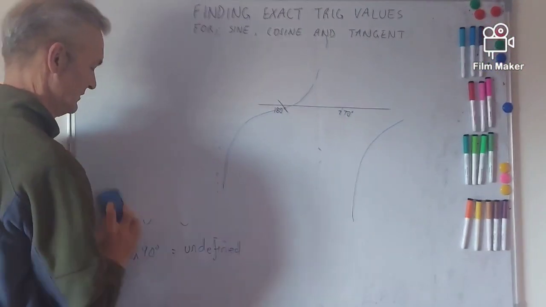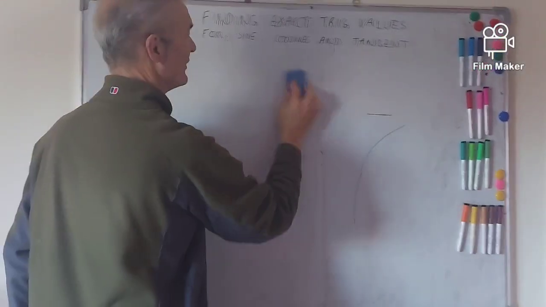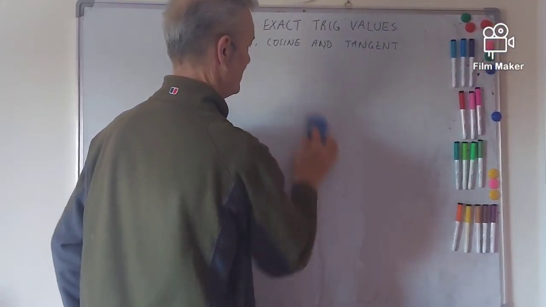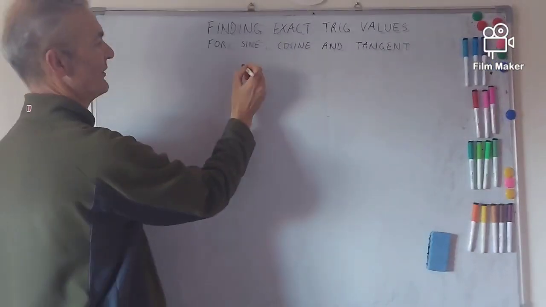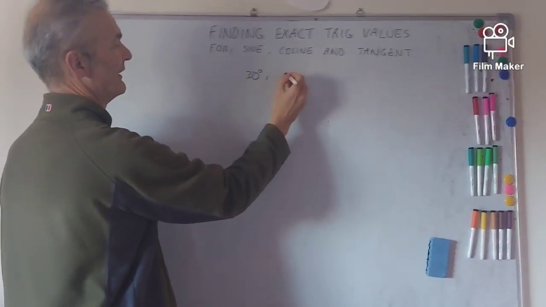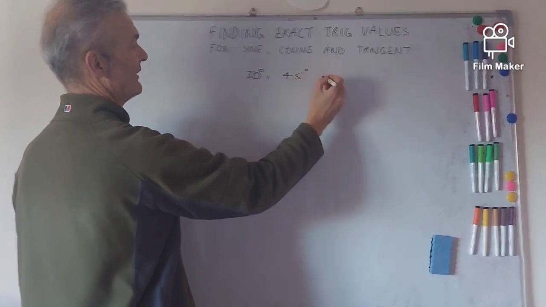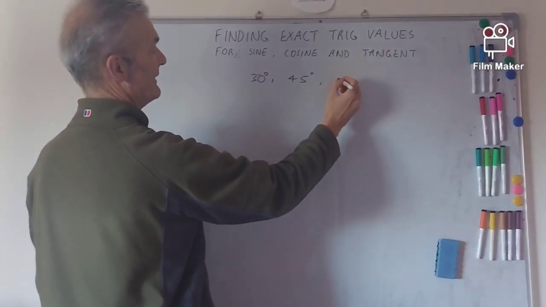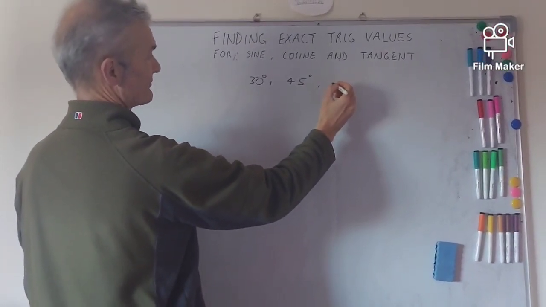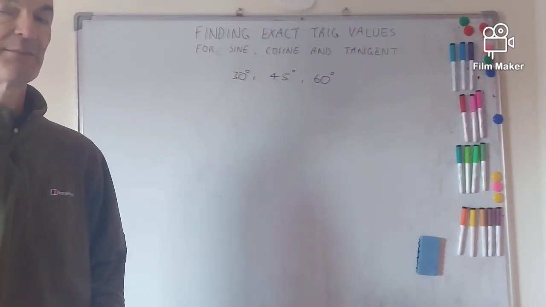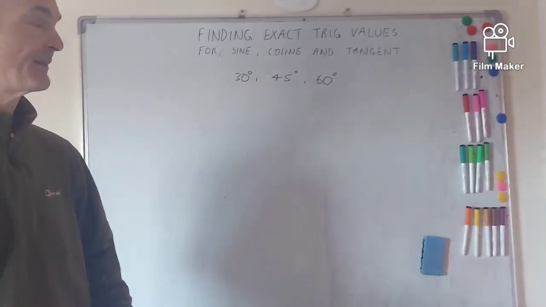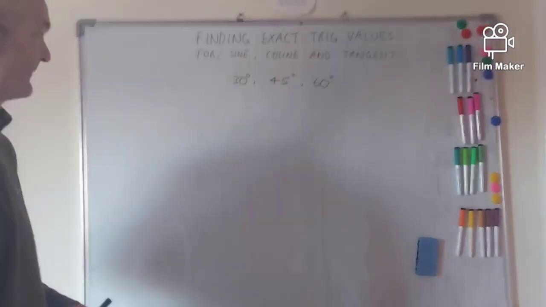So what I'm going to look at finding are these values. It is possible to find the values of 30 degrees, 45 degrees, and 60 degrees. These ones are quite common and they come up quite frequently on the GCSE papers. So how do we do this?